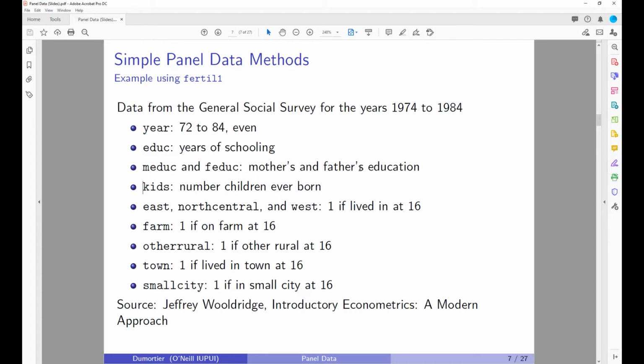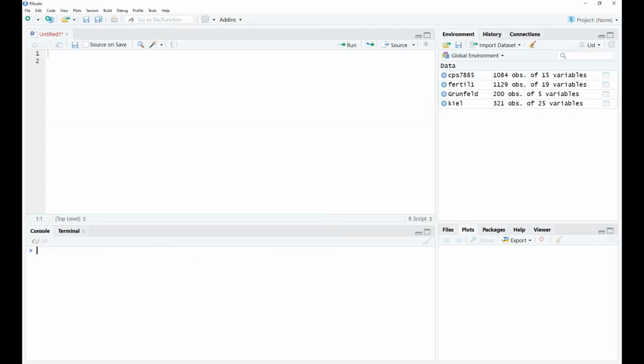We have the education of the mother and the father. We also have data about the locality, whether they lived on a farm, in other rural areas, in a town or a small city. Note that this data is taken from the book Introductory Econometrics from Jeffrey Wooldridge. Now let us switch to R.